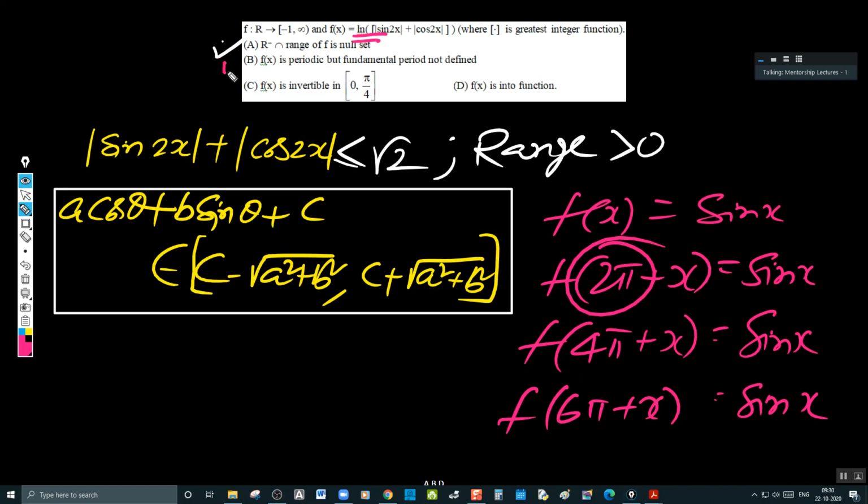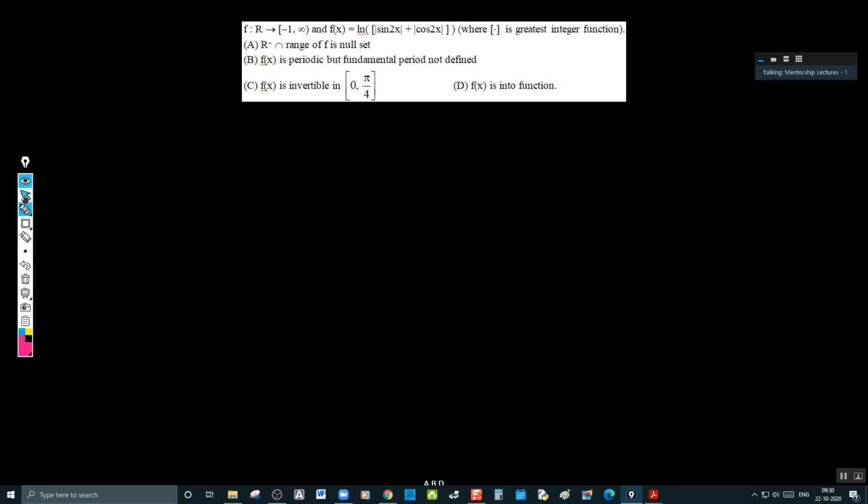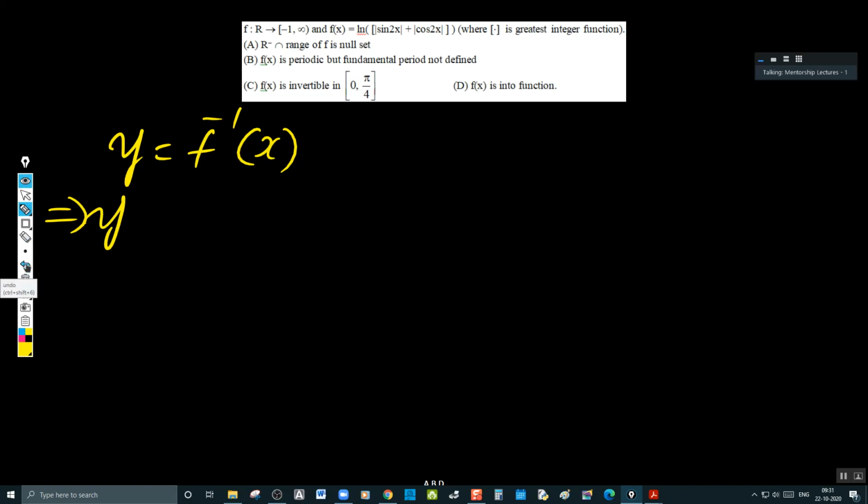Now f(x) is invertible in 0 comma pi by 4. First of all, inverse definition, please. Definition of inverse: it should be 1-1 and onto. I am just revising the method we follow to find the inverse, which is very important even for your board exam also. Let us write this. Let y is equal to f inverse of x. Implies x is equal to f of y.